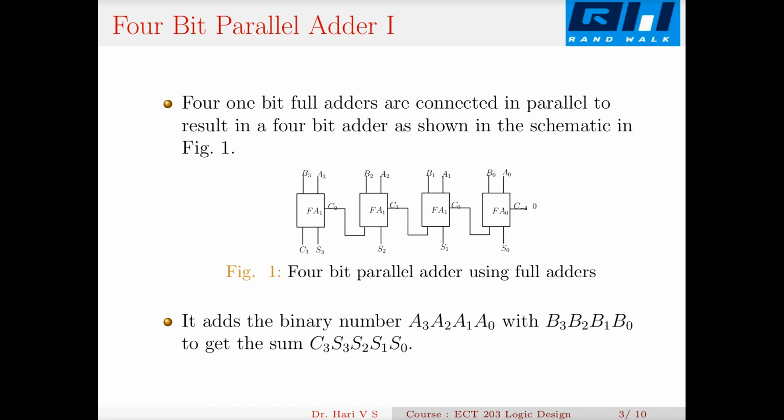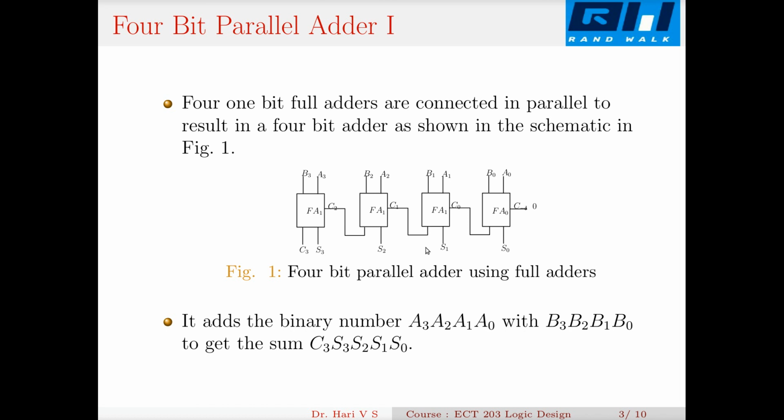Now a 4-bit parallel adder looks like this. A 4-bit parallel adder is used for adding numbers, say A3, A2, A1, A0. These are binary numbers. This is a 4-bit number, so it can be anywhere between 0, 0, 0, 0 to 1, 1, 1, 1. So the maximum number is 15 and the minimum is 0. And another number, B3, B2, B1, B0. This also can have a pattern from 0, 0, 0, 0 to 1, 1, 1, 1.